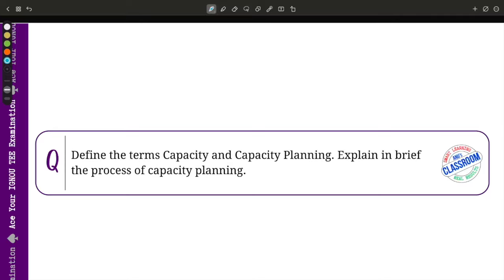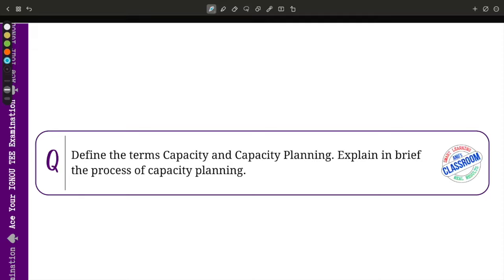Define the terms capacity and capacity planning. Explain in brief the process of capacity planning. Capacity refers to the maximum output of a production system or a department, or the maximum output of a machine which it can achieve in a given period. So it depends on factors like availability of labor, availability of machinery, the machine's efficiency, and also the supply of raw materials. What is capacity planning then?